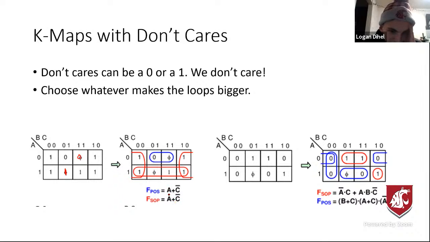And the equations, they should match up well, they don't have to. This is just kind of a coincidence that they happen. And here's another example. In this one, they made this guy a 0, and that was just so they could make the loops as big as possible. So it's up to you, but any questions over don't cares?